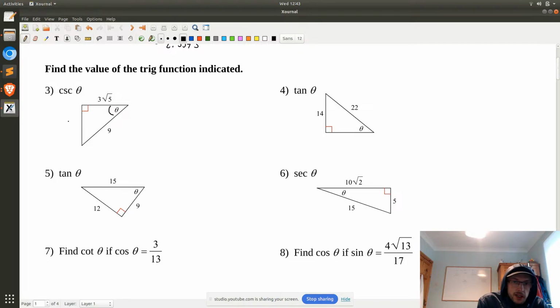So 3 root 5, when you square it, you get 45. And so 81 take away 45 gives you 36. And when you square root that, you get 6.